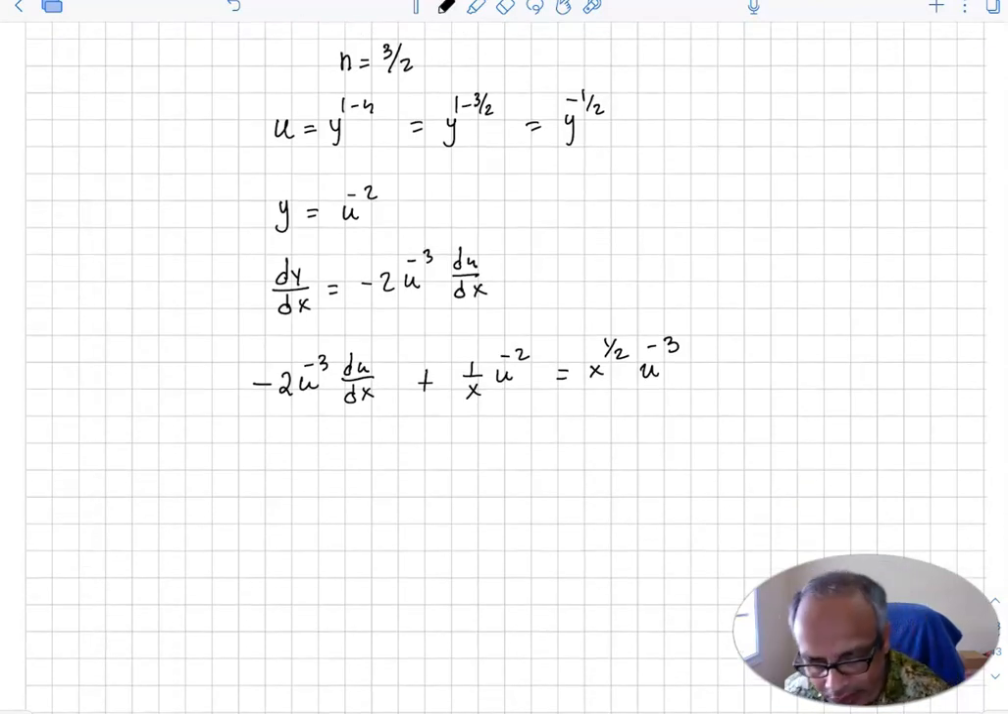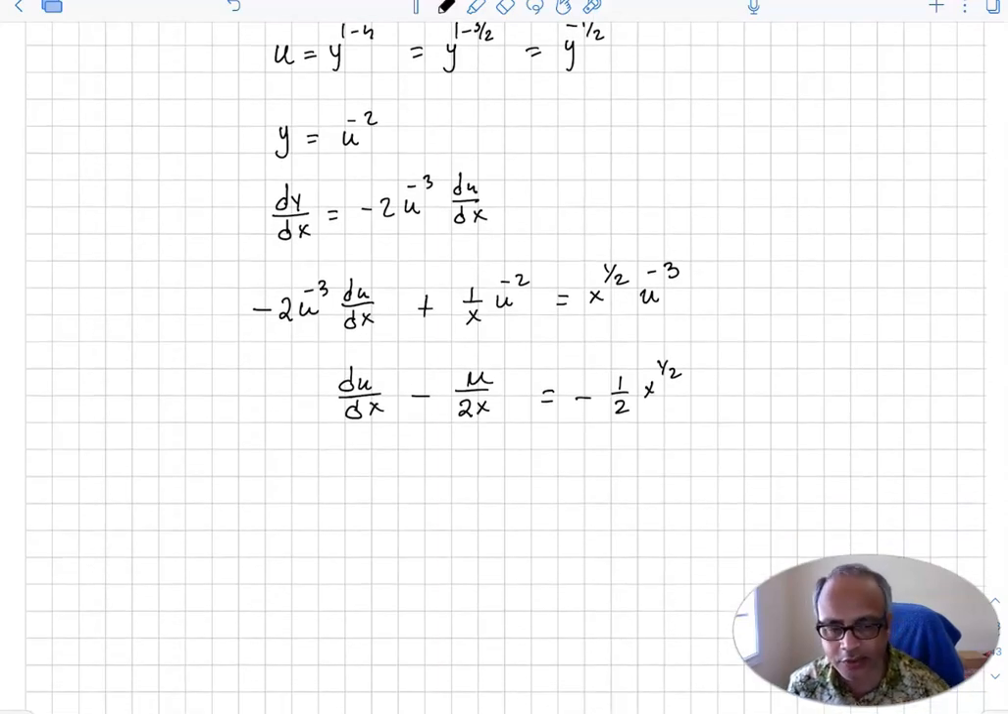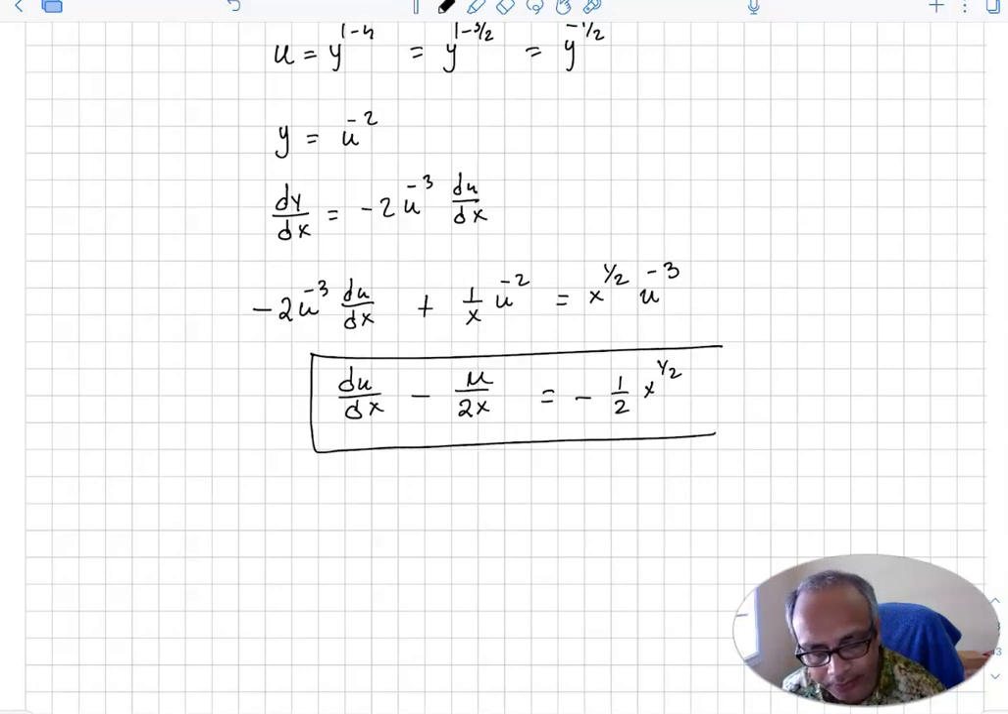Now you convert the equation into the standard form by dividing by negative 2 u to the power negative 3, so you get a negative sign, 1 over 2x, and when you divide u to the negative 2 by u to the negative 3, you get u. Negative half x to the power half, and u to the power negative 3 get cancelled, and that is what we expect. On the right-hand side there should be no dependent variable.